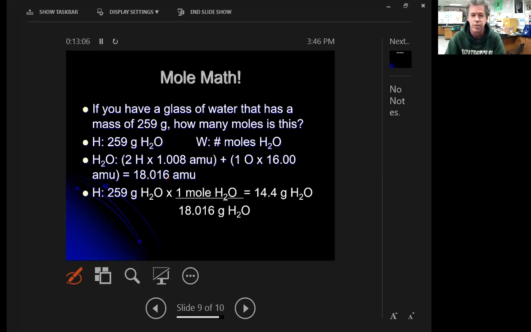Water is 18.016 AMUs, so a mole of it is that many grams. As a result, 259 grams divided by 18.016 grams, grams cancel, water cancels, leaving moles of water, and that's 14.4 moles of H2O.